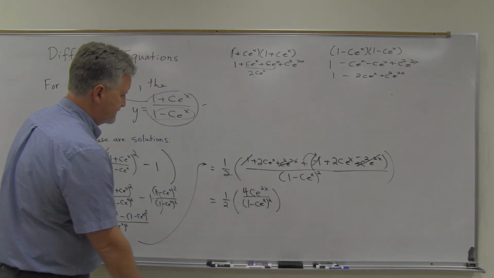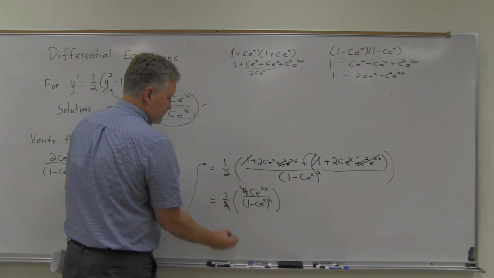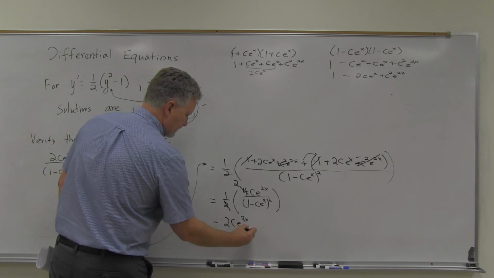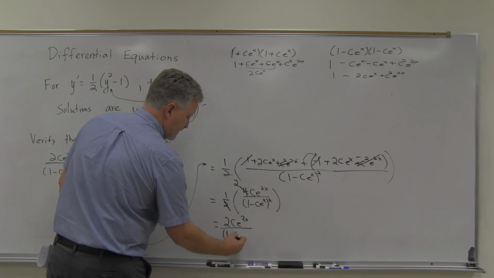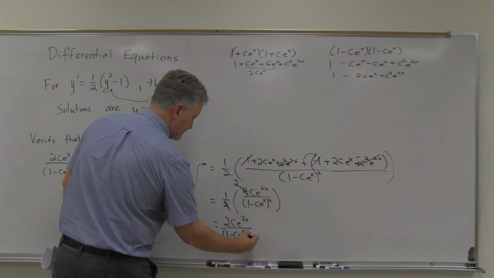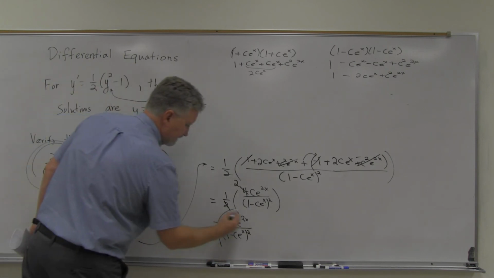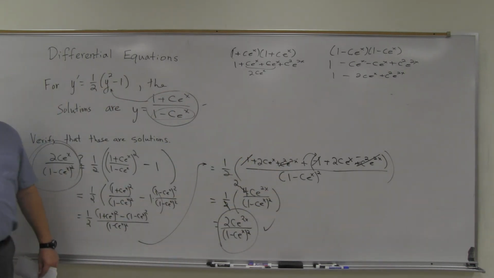We're almost there, because now 2 goes into that 4, so I wind up with 2c e to the x over 1 minus c e to the x squared. Is that what I started with, or what the left side is? Yes. Check, check. Okay. It did check out.